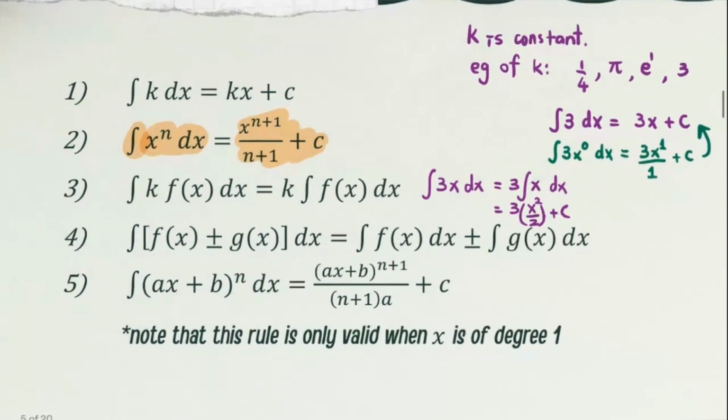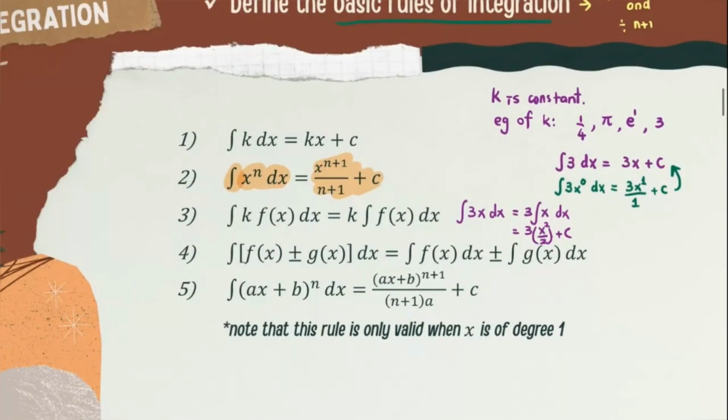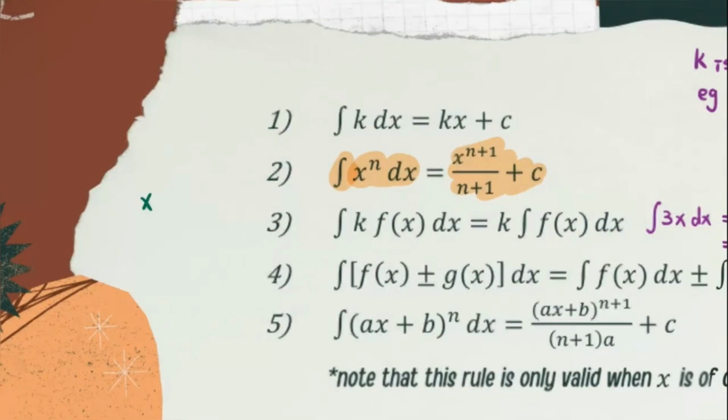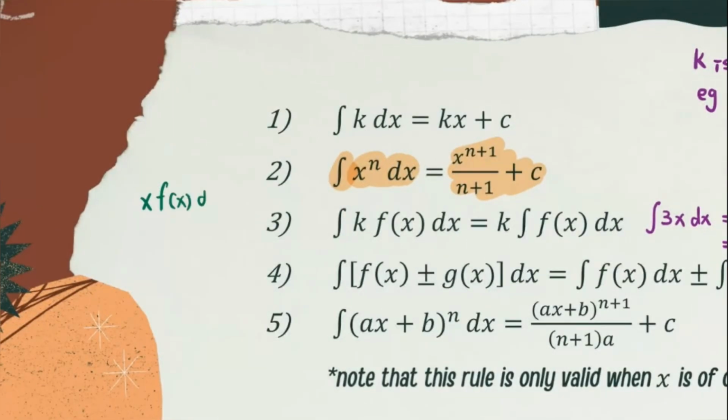Okay, tetapi kalau kamu jumpa ini, x multiply by f(x) dx. Okay, adakah x ini diconsider sebagai constant? Ya atau tidak? Boleh tak saya factorize dia seperti ini?